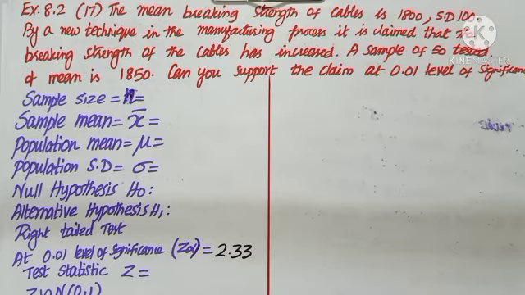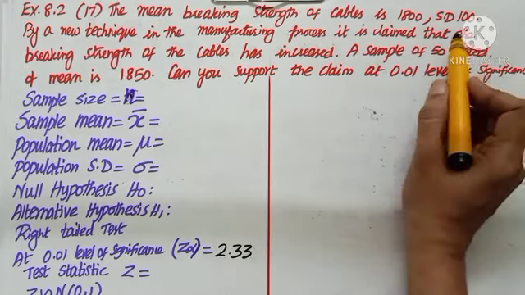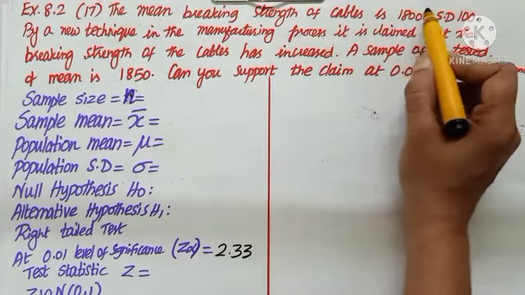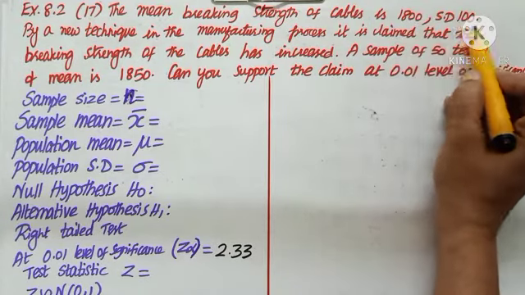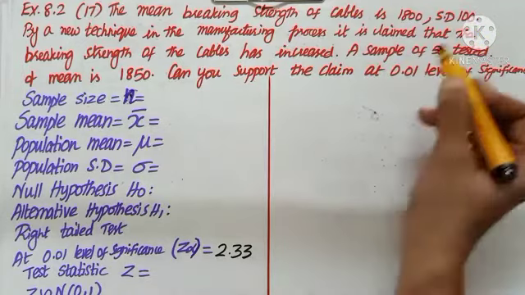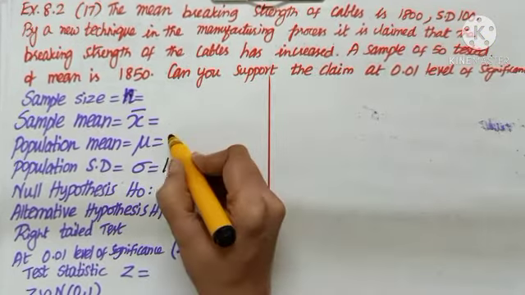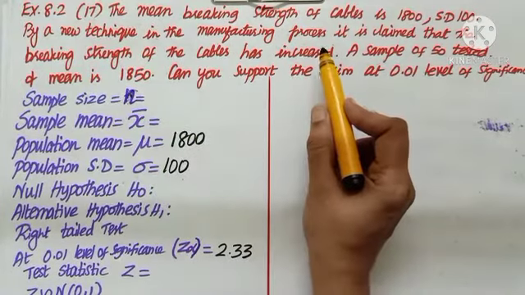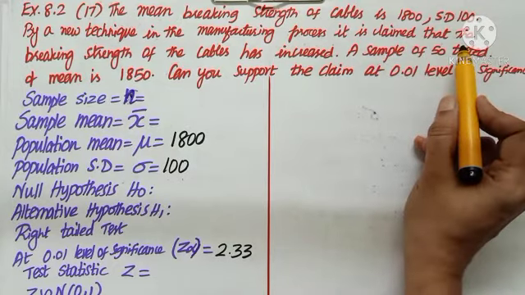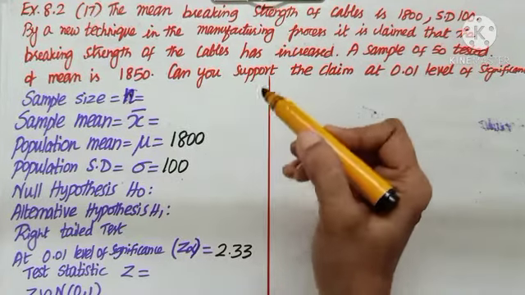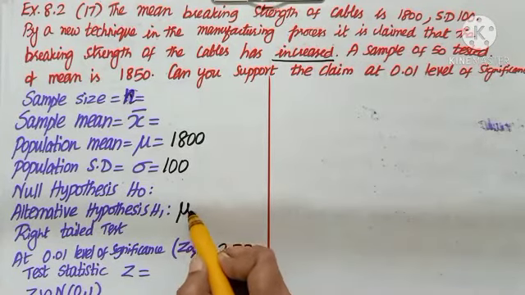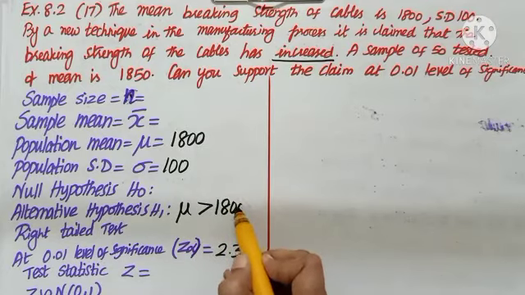Question number 17. The mean breaking strength of cables is 1800 and standard deviation 100. The mean breaking strength of cables, mean I call mu, standard deviation we call 100. So sigma is 100 and mu is 1800. By a new technique in the manufacturing process, it is claimed that the breaking strength of the cables has increased. Look at the word increased. That tells me mu greater than 1800.